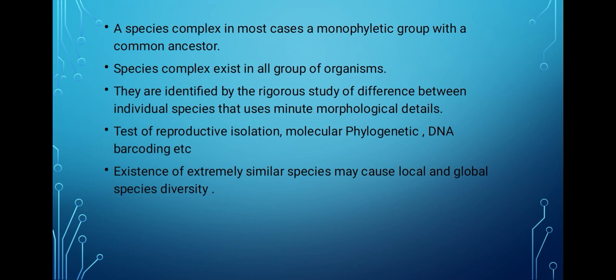Species complexes exist in all groups of organisms. They are identified by the rigorous study of differences between individual species that uses minute morphological details, tests of reproductive isolation, molecular phylogenetics, DNA barcoding, etc. The existence of extremely similar species may cause local and global species diversity.